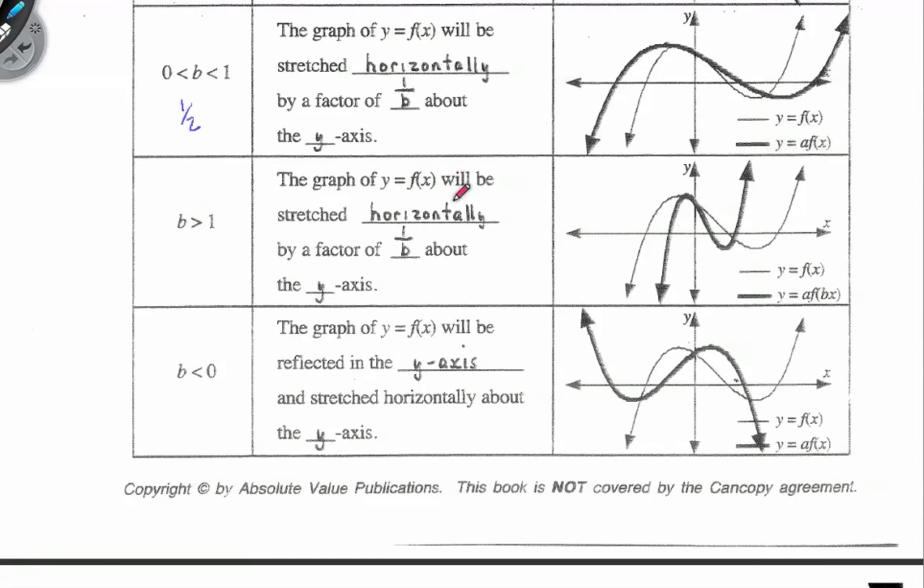If b is greater than 1, again it's a horizontal stretch by a factor of 1 over b, still about the y-axis. So if b happened to be 3, then it would be 1/3. So in a sense it would be a compression. Okay. So here the new line is squished into the y-axis on both sides. If b is negative, then you are reflected also in the y-axis and stretched horizontally about the y-axis. Here's an example here.